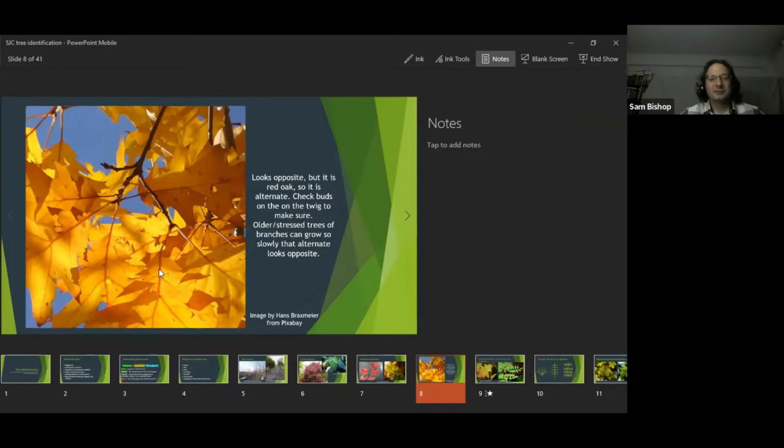And it's best to look around the tree, if you can, at a couple of different branches or spots and say, okay, what am I seeing? If it looks like it's opposite in 3 places and alternate in 1, maybe a leaf died and fell off or something like that.